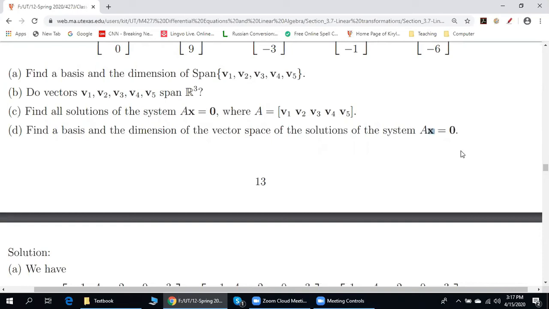Repeat once again. If we have a linear homogeneous system, the set of all its solutions is a vector space. However, if we consider a non-homogeneous linear system, the set of all solutions of such a system is not a vector space. So once again, here we're talking about a vector space. What is its basis and dimension?